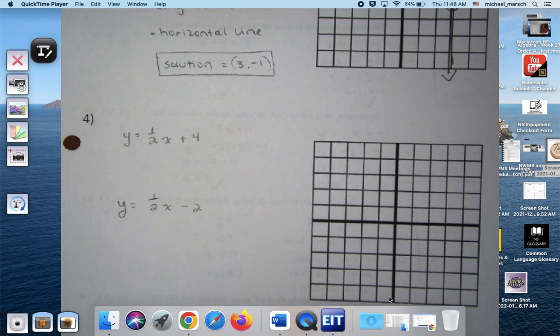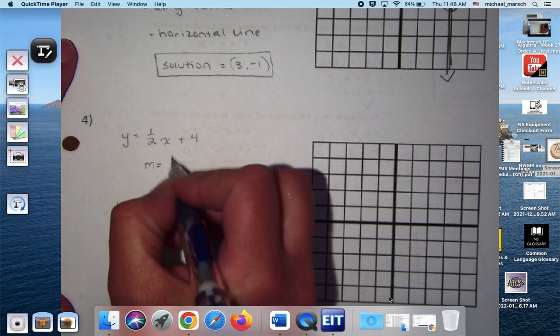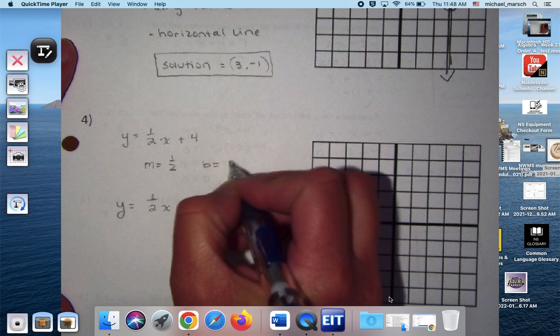This one has its own little special situation. Special. It's special. It's very special. It's not going to be special. Okay, so for the first one, my slope is 1/2. My y-intercept is 0, 4.